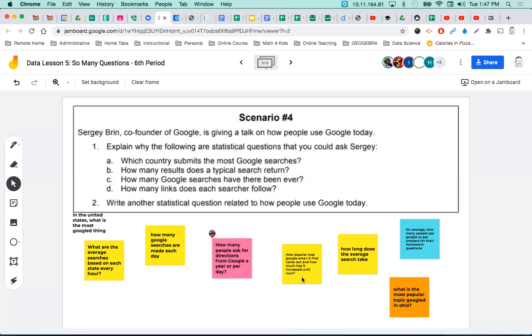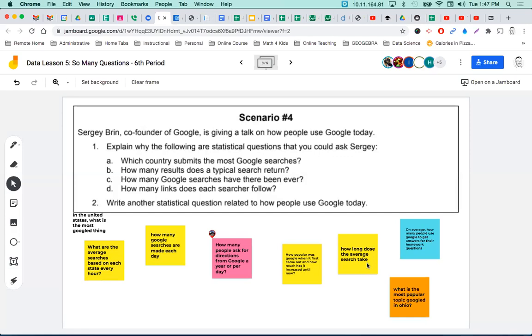How popular was Google when it first came out, and how much has it increased until now? That'd be an interesting graph to look at, like a line graph that shows the number of Google searches from the time it started until now. I'm sure it would look pretty steep at different times.